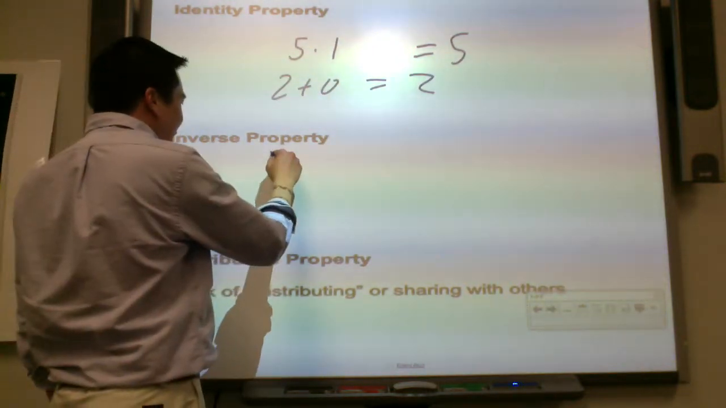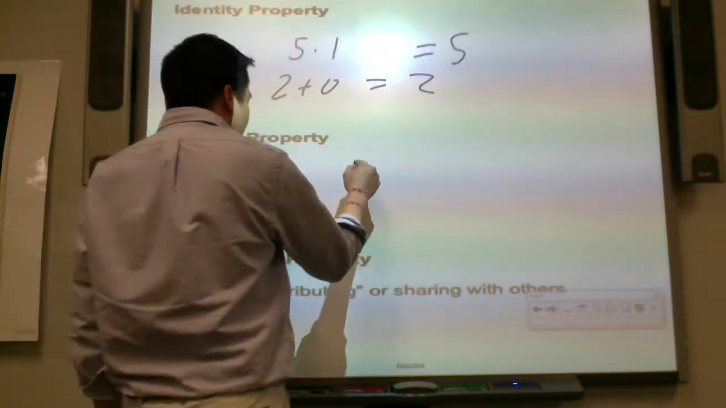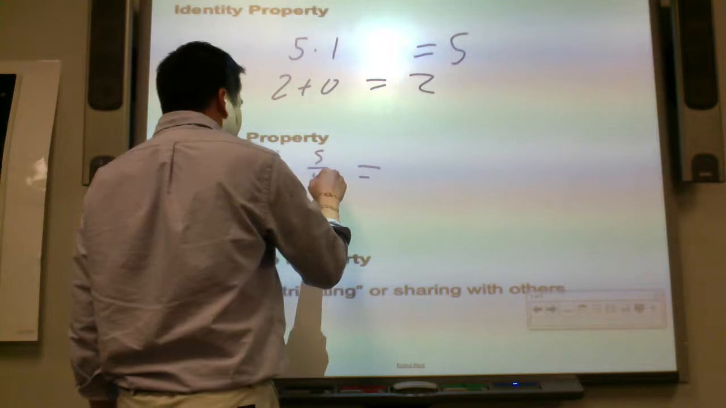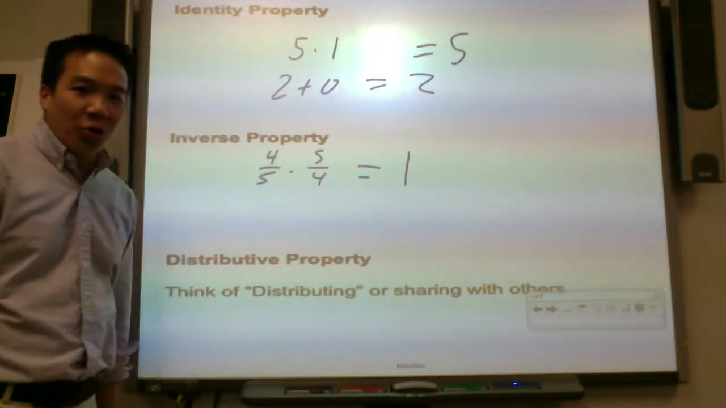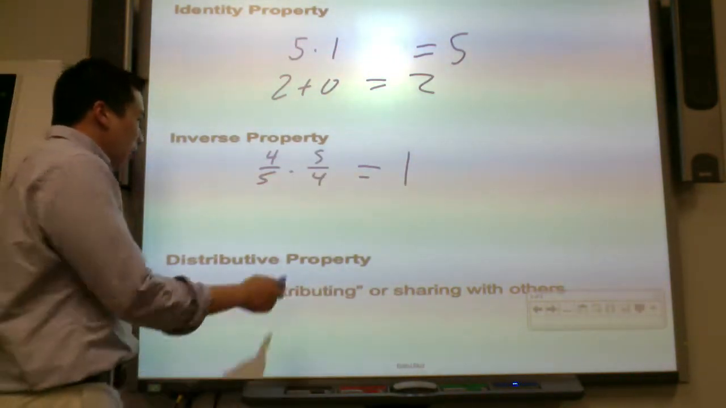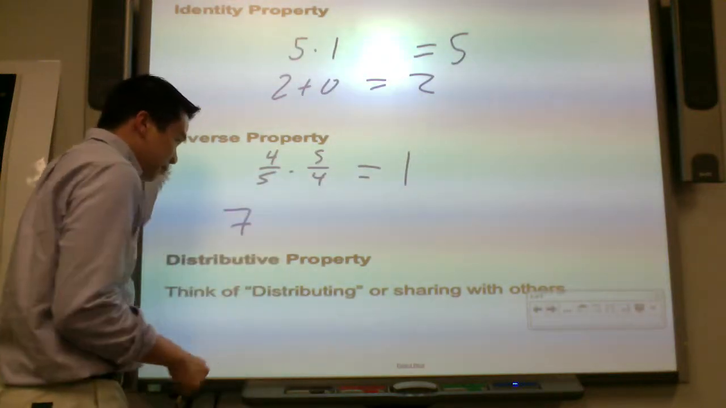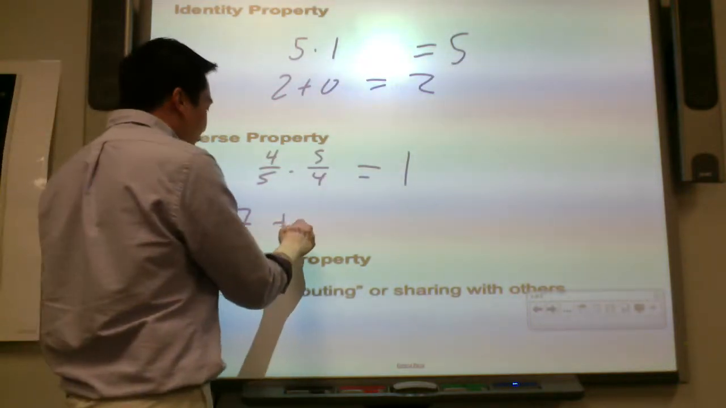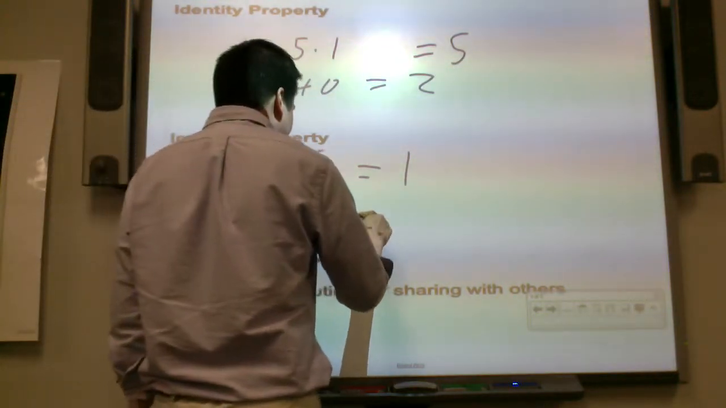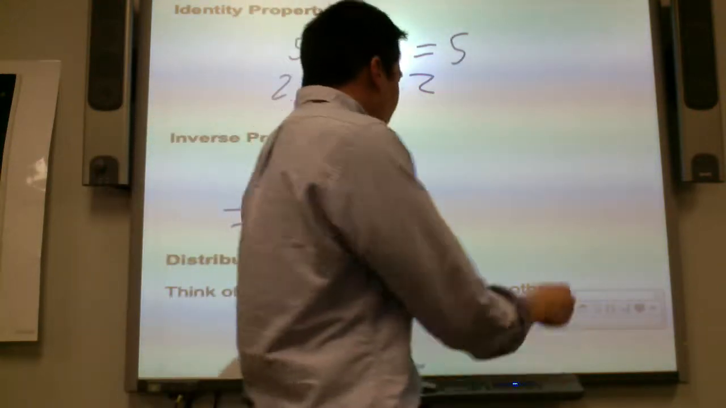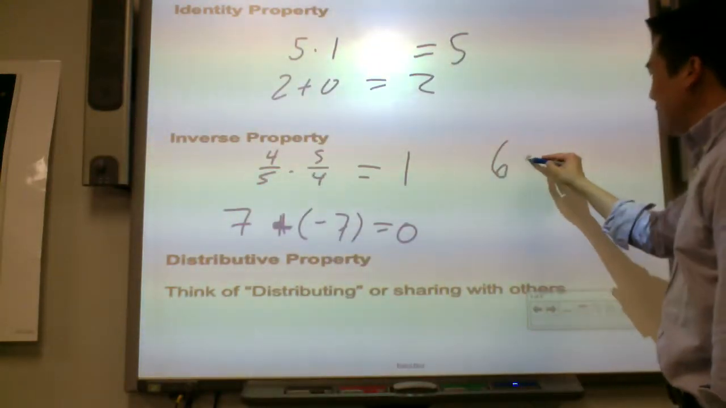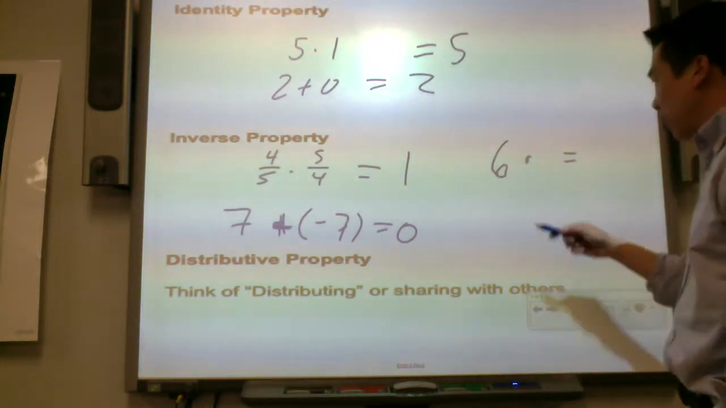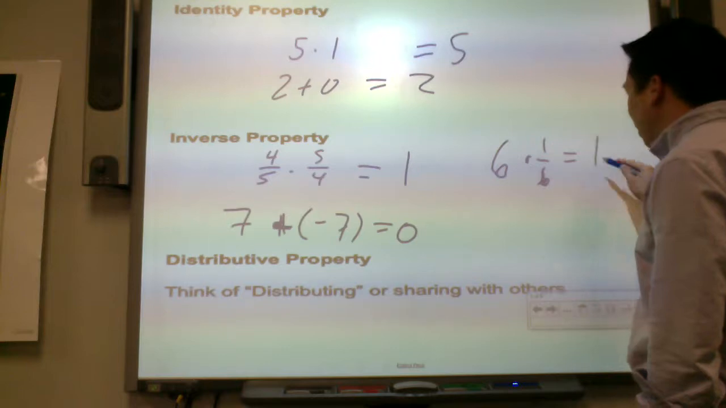For example, you have the fraction 4/5. What is the reverse or the reciprocal of this? 5/4. From this, it'll equal 1 whole. What about 7? What can I add to 7, which is the reverse or the opposite of 7? Negative 7. What about 6? What can I multiply 6 by, which is the opposite reciprocal of it? 1/6, which is 1 whole.